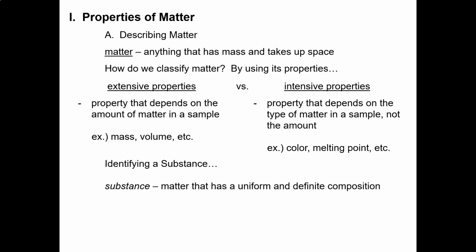Identifying a substance, when we say the word substance, we're being very clear as to what we mean here. A substance is matter that has a very uniform and definite composition. So in other words, it's made out of all one thing. That's what a substance is. So when we mention that word, and we're going to mention that word quite often this year, we're talking about a substance that is the same throughout, right? Definite composition, it's uniform, same throughout.